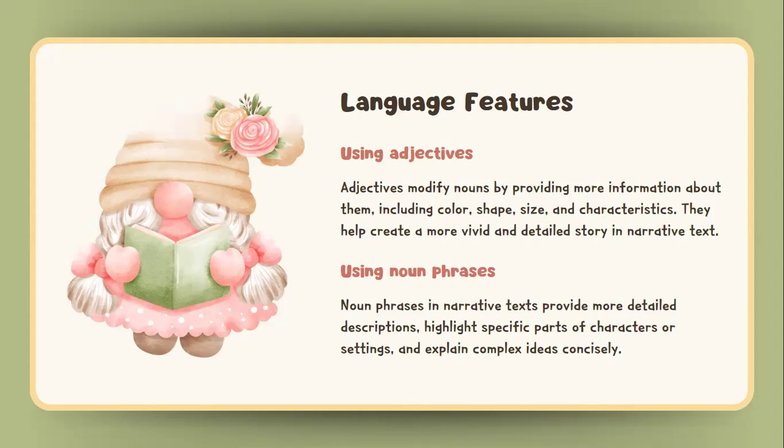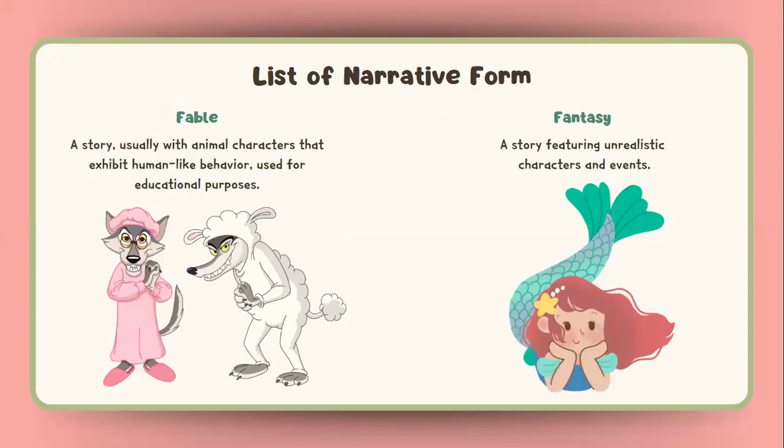And the last but not least is using noun phrases. Noun phrases in a narrative text provide more detailed descriptions. For what? For highlighting specific parts of characters or settings and explaining complex ideas concisely. Yeah, and the next is we are going to talk about the types of narrative text.